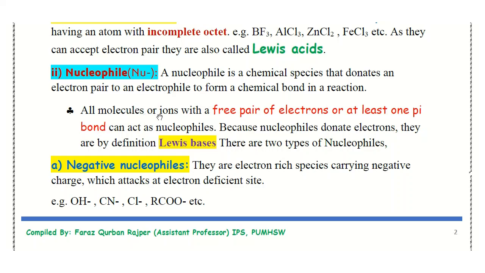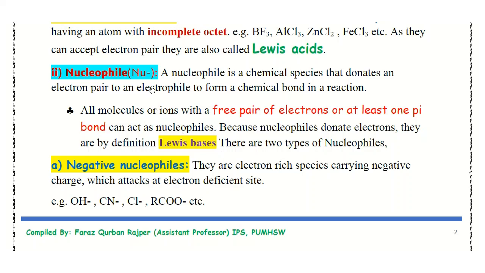All those molecules or ions that have a free pair of electrons or an extra pair of electrons, or that have at least one pi bond, can act as nucleophiles. As they are going to donate electrons, we can also use the Lewis base concept here. So that's why they can be termed Lewis bases, as they are going to donate electrons, because Lewis bases are those which have an affinity to donate electrons.